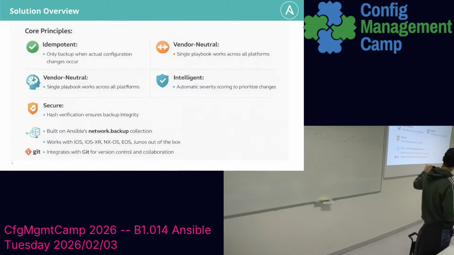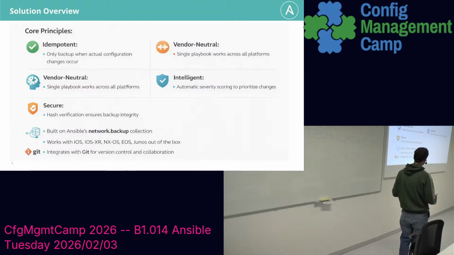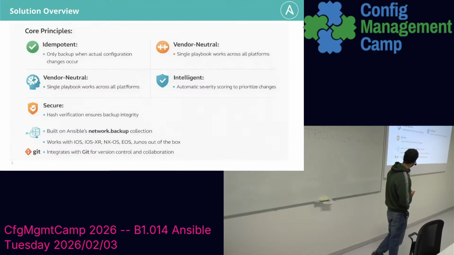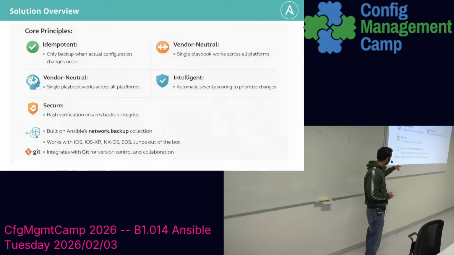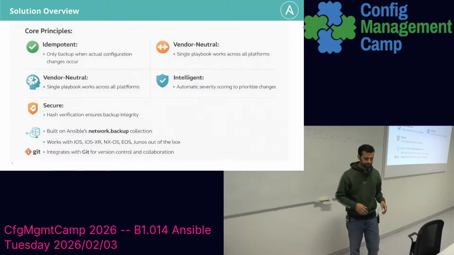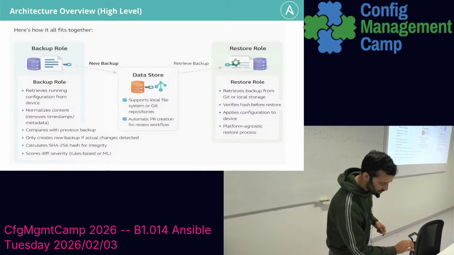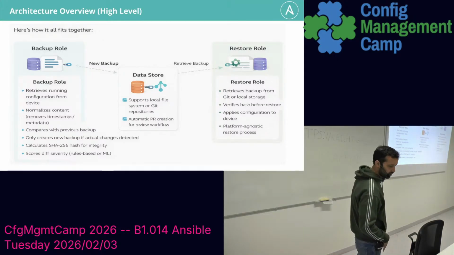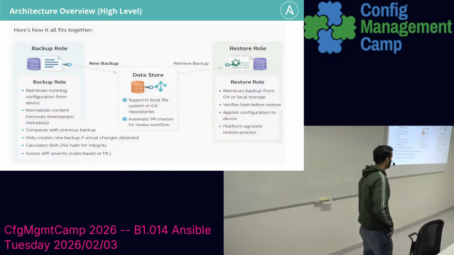Then secure, where we are ensuring the backup integrity. We will be using the network backup collection, which is there, and a bunch of other collections are going to be stitched together. We will go through that architecture as well. And we are going to integrate everything with GitHub here. So this is the high-level view in terms of understanding the architecture.